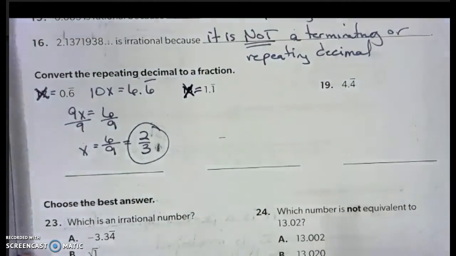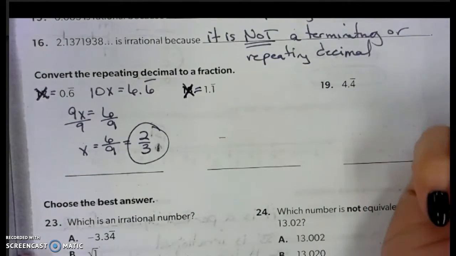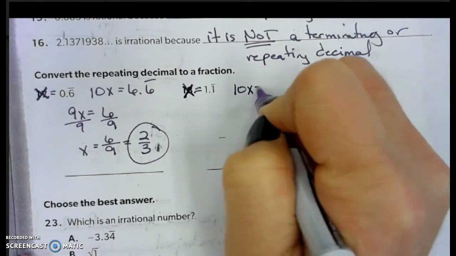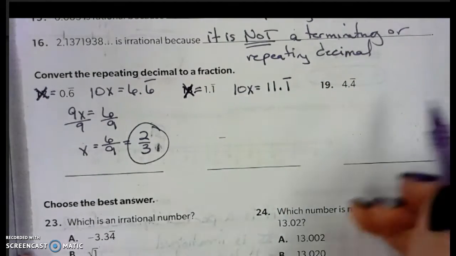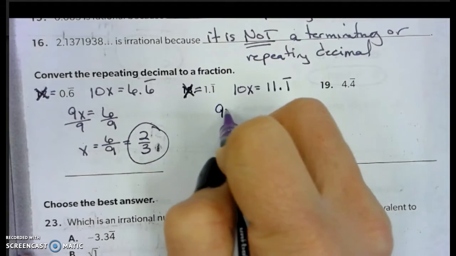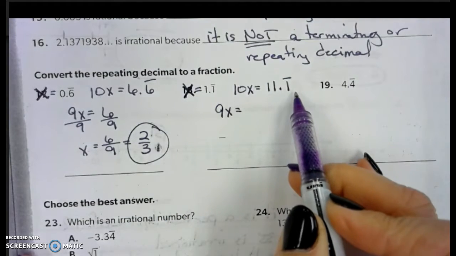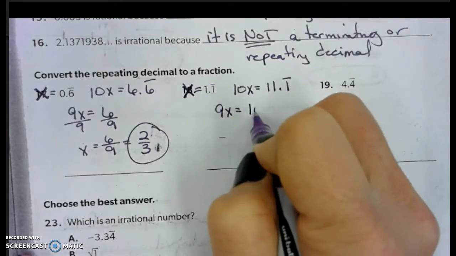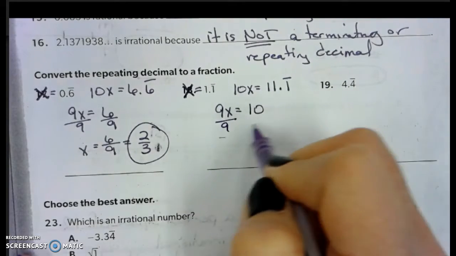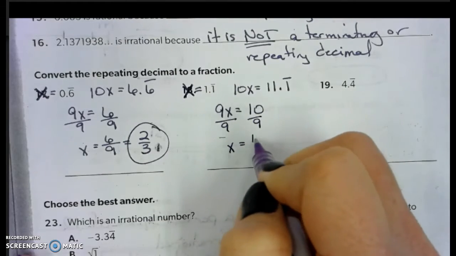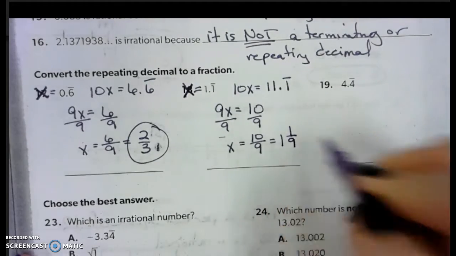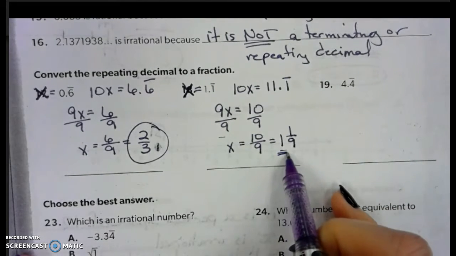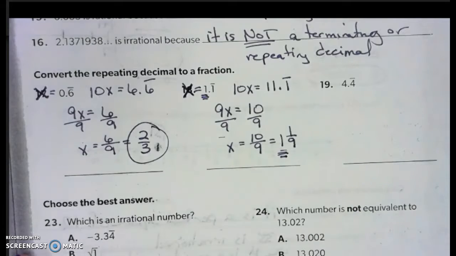Set it equal to x. X is equal to 1.1 repeating. Go ahead and multiply by the place value. 10x is equal to 11.1 repeating. And then we're going to subtract. 10x minus 1x makes 9x. 11.1 repeating minus 1.1 repeating makes 10. We'll divide by 9 to get x is equal to 10 over 9, which is an improper fraction. If you were to make it a mixed number, you would get 1 and 1/9. Notice the whole number 1 here and the whole number 1 in the original problem.